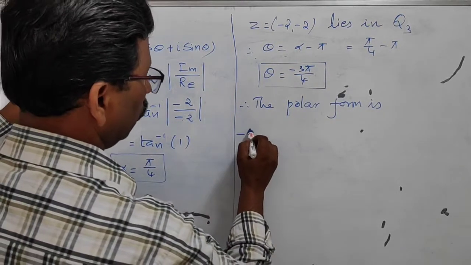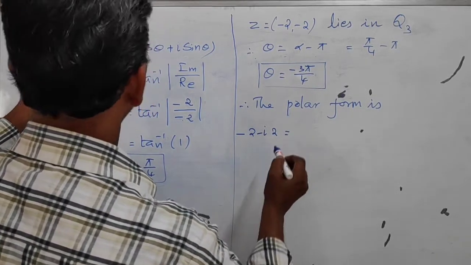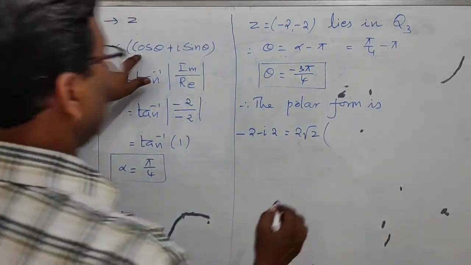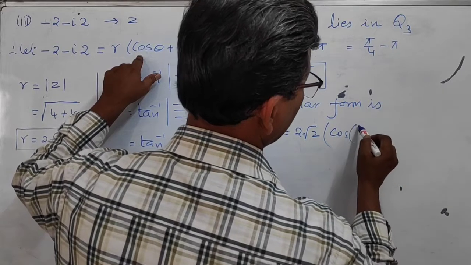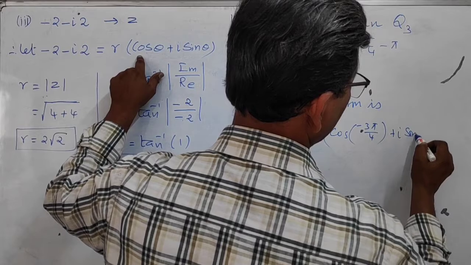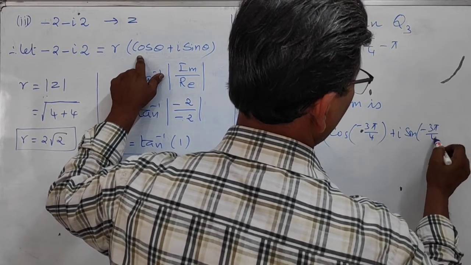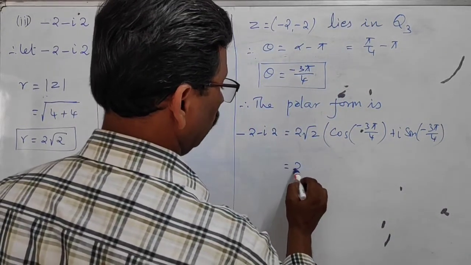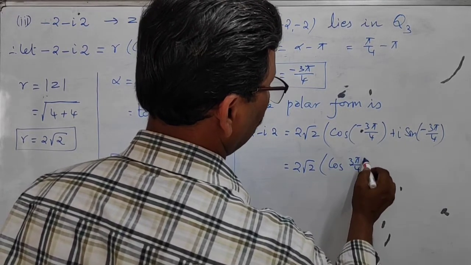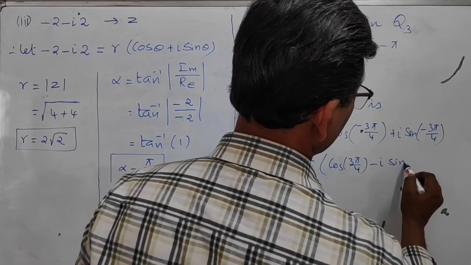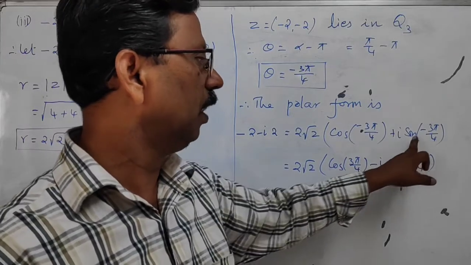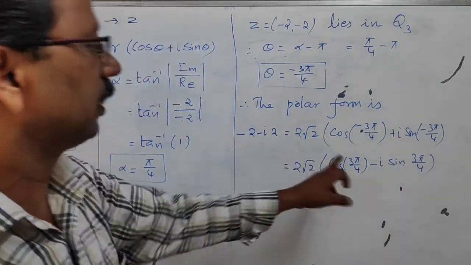Okay, now after that we can write the corresponding polar form. Replace here: minus 2 minus i2 is equal to R, which is 2 root 2, into cos of theta, that is minus 3 pi by 4, plus i sin of minus 3 pi by 4. This is equal to 2 root 2 into cos of 3 pi by 4 minus i sin of 3 pi by 4, like the previous problem, since cos of minus theta equals cos theta and sin of minus theta equals minus sin theta. Now this is the polar form.